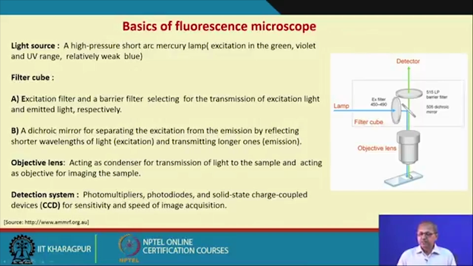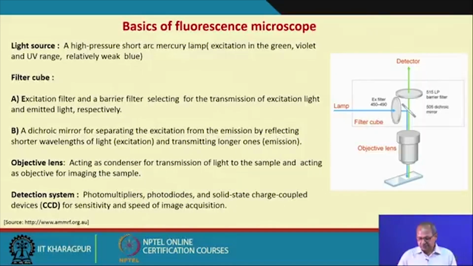Now, the specimen will emit the emission ray with longer wavelength, which will directly pass through the dichroic mirror to the barrier filter. What is the function of the barrier filter? The barrier filter acts as a barrier, means it will eliminate some scattered rays, and allow maximum emitted ray. Here the 550 nanometer low pass barrier filter maximally allows the 550 nanometer emission ray. And then the detection system. The detection system might be photomultipliers, photodiodes, or a solid state charge coupled device, CCD, for sensitivity and speedy image acquisition.